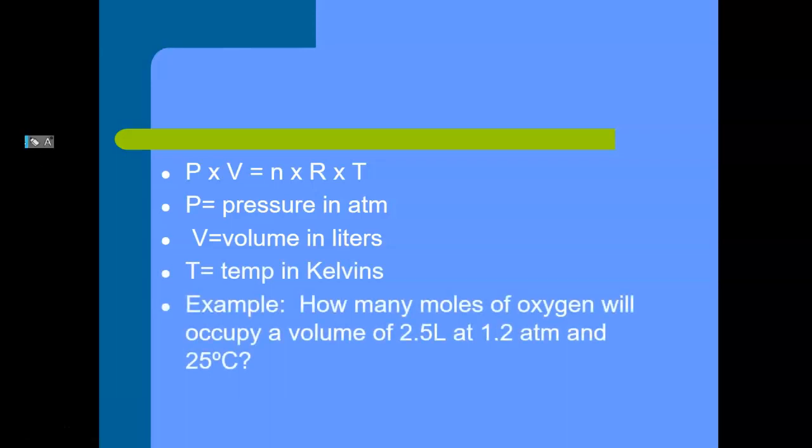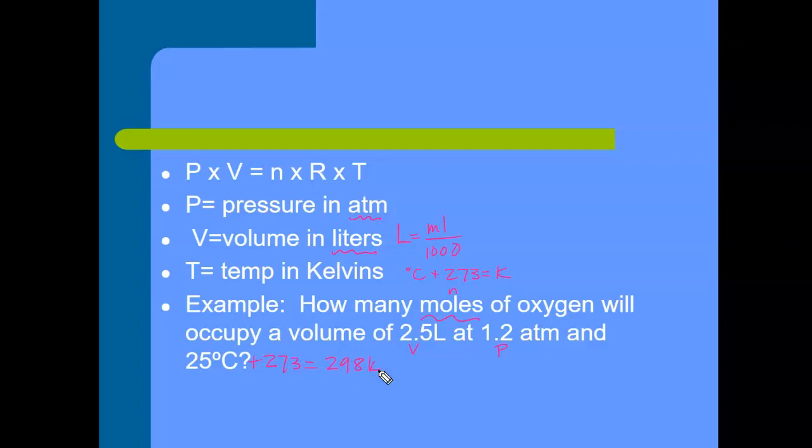On this example, we need to make sure that we have pressure in atmospheres, volume must be in liters, and that literally does mean that if I have milliliters, I have got to divide by 1,000 to change it to liters, and that if I have Celsius, I have to add 273 to get Kelvin. So let's see what we have here. This question is asking us how many moles, that's our unknown, of oxygen will occupy a volume of 2.5 liters, and a pressure of 1.2 atmospheres at 25 degrees Celsius. So I'm going to have to add 273 to this, giving me 298 Kelvin.